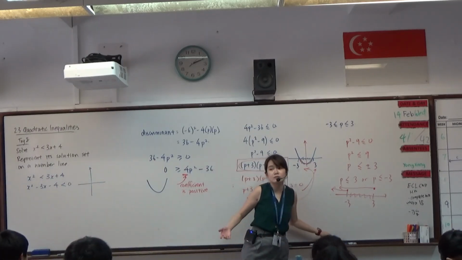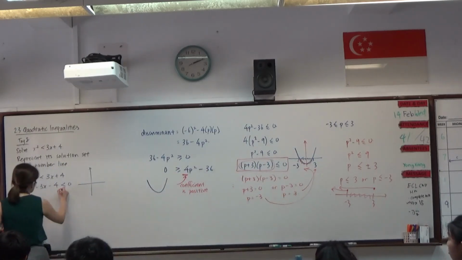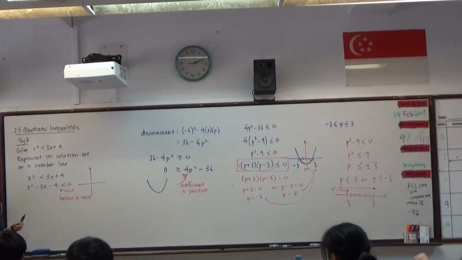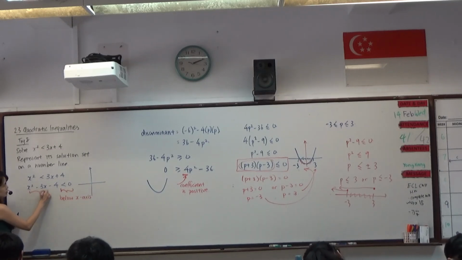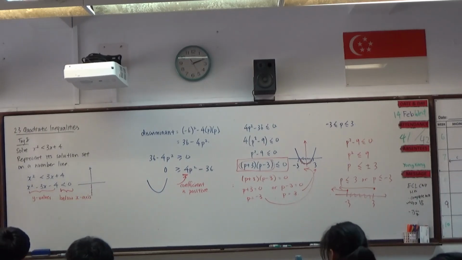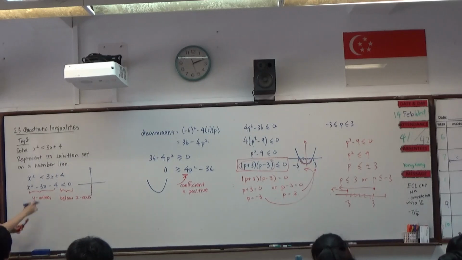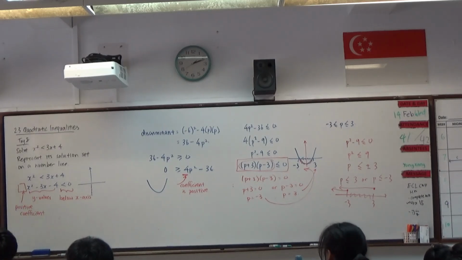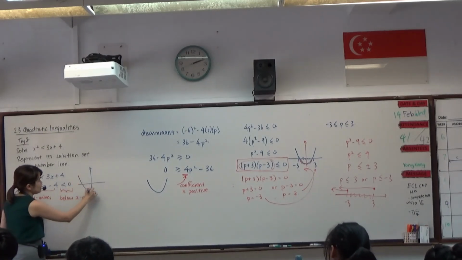That means it is above the x-axis. And less than 0 means anything that's below. Okay? So, because the coefficient of x squared here is positive, we will expect that the curve is going to be U-shaped.